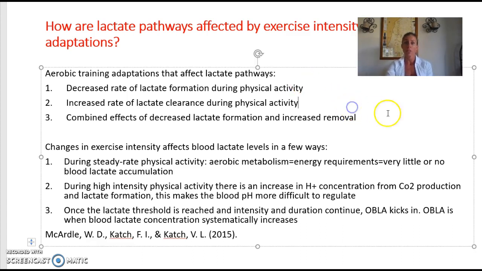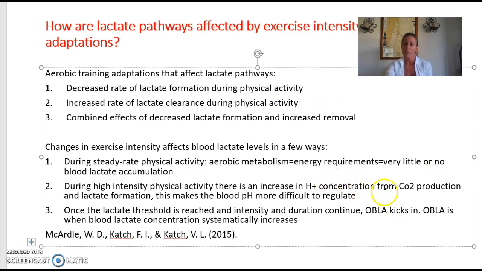Changes in exercise intensity affect blood lactate levels in a few ways. During steady rate physical activity, aerobic metabolism is equal to the energy requirements. So the net result from that is very little or no blood lactate accumulation. Kind of just what I set up here in those training adaptations. That's your easy steady state stuff.